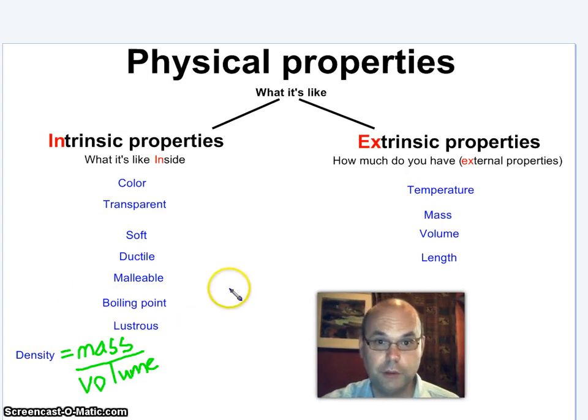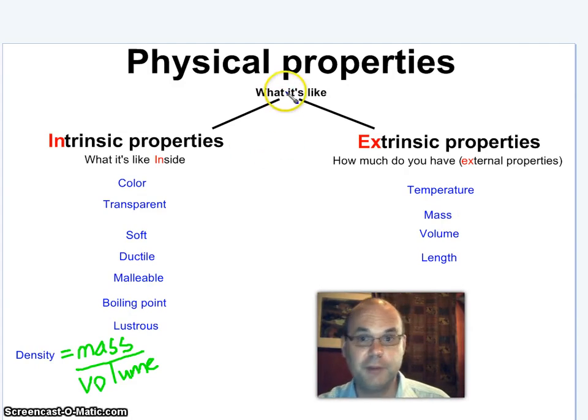So, what we've had is we've had chemical properties and physical properties. Chemical properties are how things react with other things. It's how they behave when they're mixed with something else. A physical property, you can find a physical property of something without changing it. It's what it's like by itself, all by itself. You can have intrinsic physical properties or extrinsic physical properties. Extrinsic physical properties are just how much you've got, or external things. How hot it is, how big it is, how much you've got.